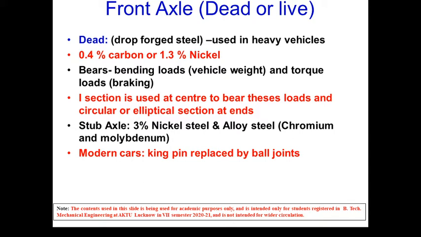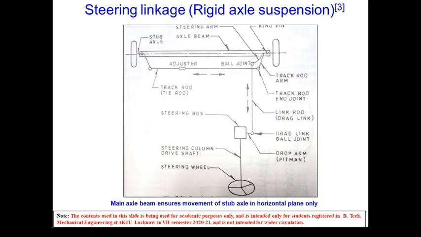Modern cars use kingpins. Initially, we were using kingpins, but now modern cars use ball joints instead of kingpins. These are more flexible and have more life as compared to the kingpin, so the wearing of the ball joints is less. They may be lubricated by using suitable grease, and angular transmission at different angles is possible using these ball joints.